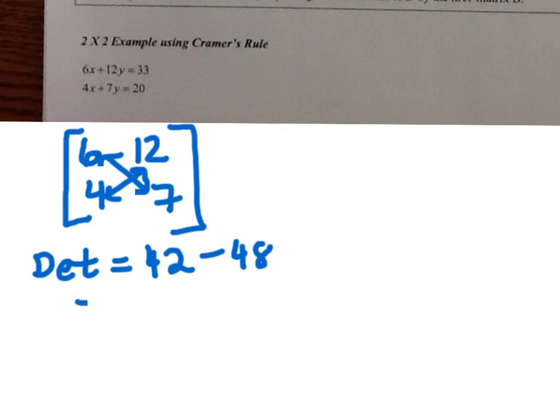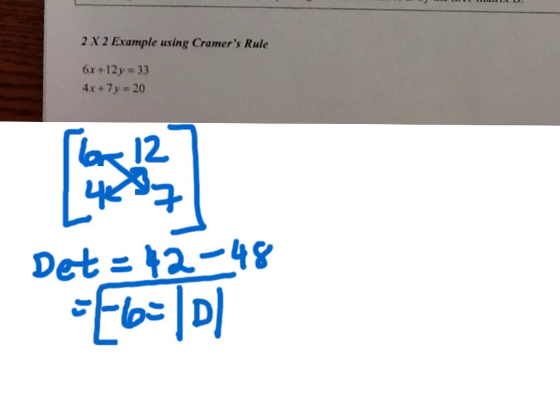Okay, so the determinant would be -6. And to use the same notation, that's going to be the determinant of the coefficient matrix. So that value is going to go under each of the fractions that we're about to find. Now we need to find D sub X. And again, here's how we do that.